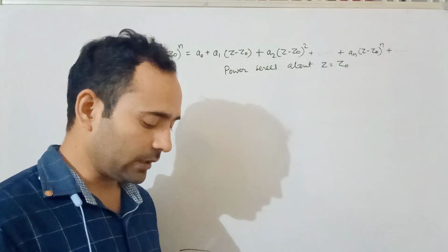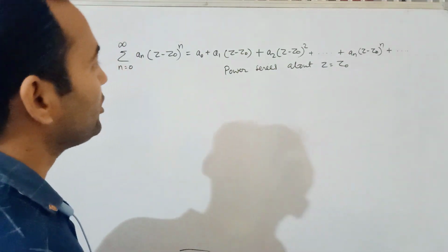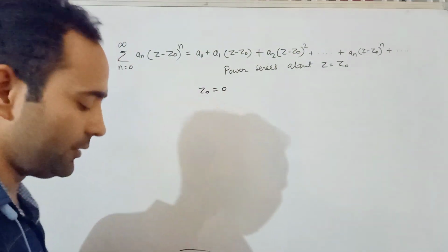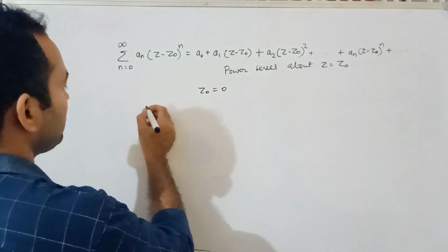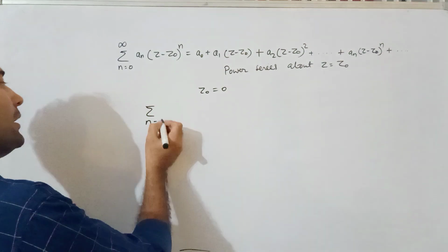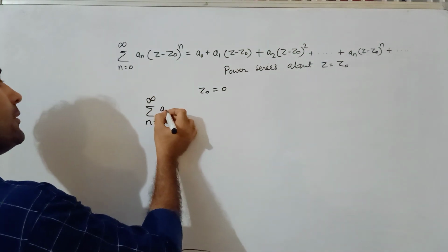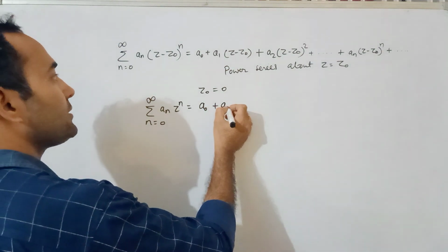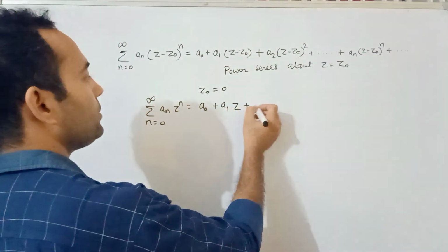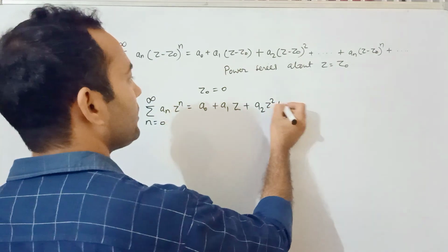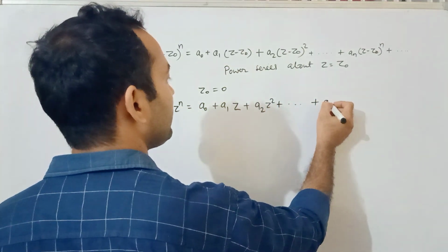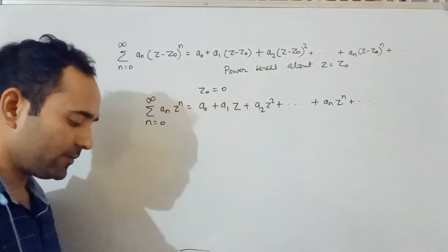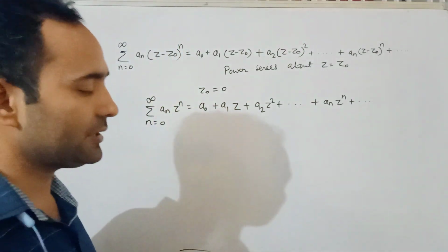Now, can you expand it about z is equal to 0? If z naught is 0, what will happen? Just this series will reduce to the sum from n equal to 0 to infinity of an z to the power n, a naught plus a1 z plus a2 z square plus dot dot dot plus an z to the power n plus dot dot dot. So this will reduce to this format.